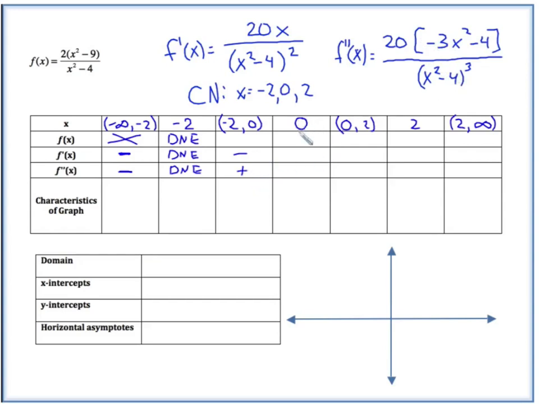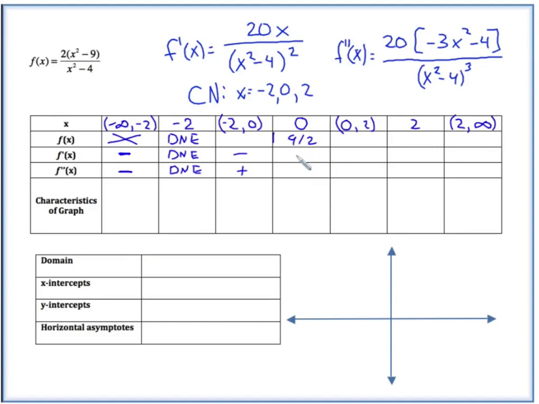Our test value of 0. This is one where we actually do want to find our f of x. So we're going to plug 0 in here. So we get 0 squared minus 9, and then 0 squared minus 4. So it looks like we get negative 18 over negative 4, which is 9/2.